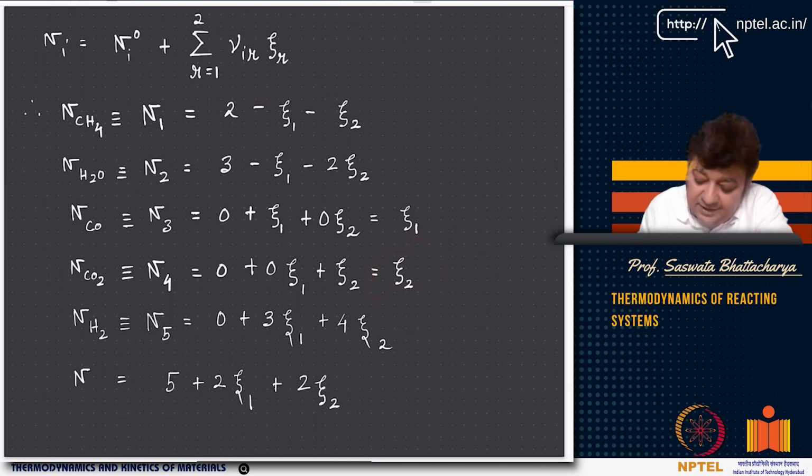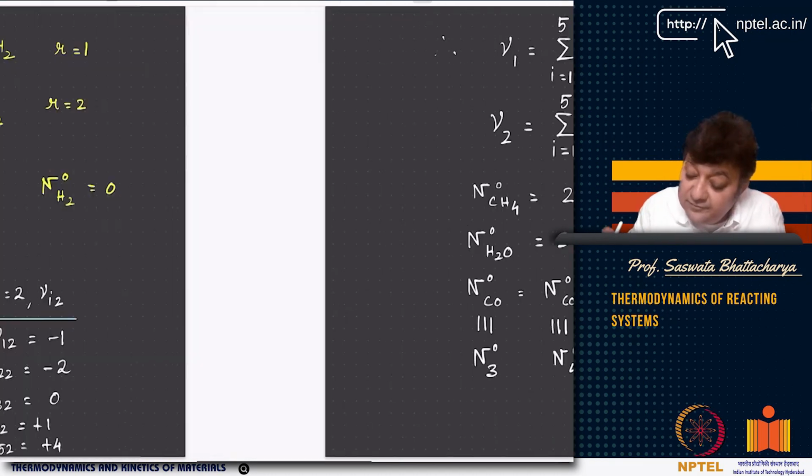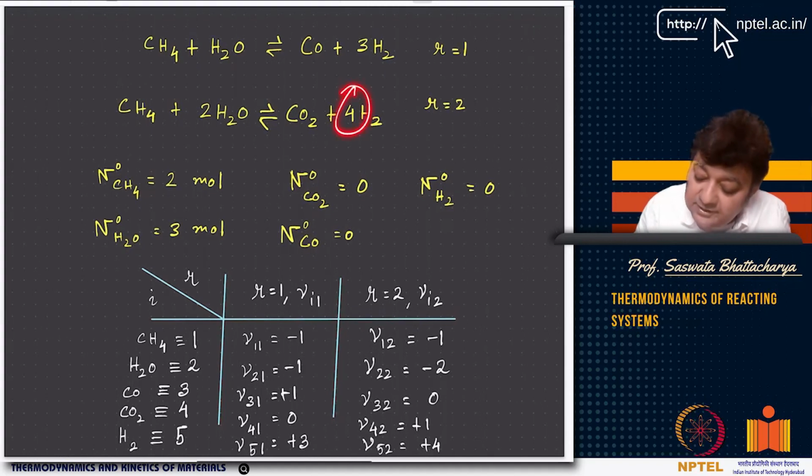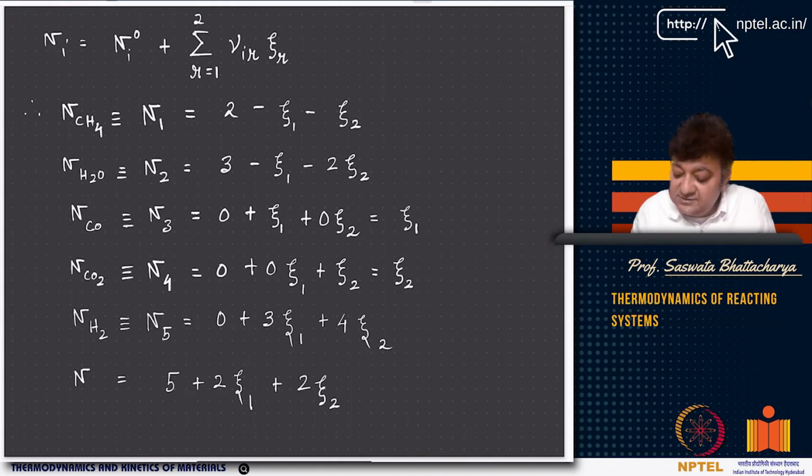For NH2 you have N5 which is 0. It started with 0, but you had 3 in reaction 1 and 4 in reaction 2, and these are all positive coefficients. So the total N is 5 plus 2 psi 1 plus 2 psi 2. So this is at equilibrium.